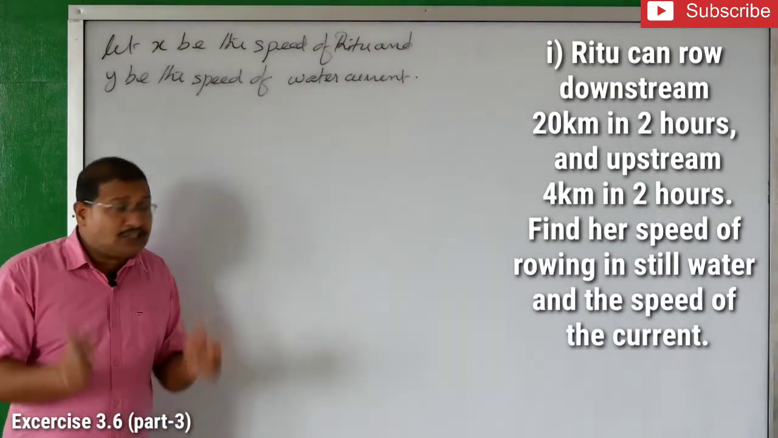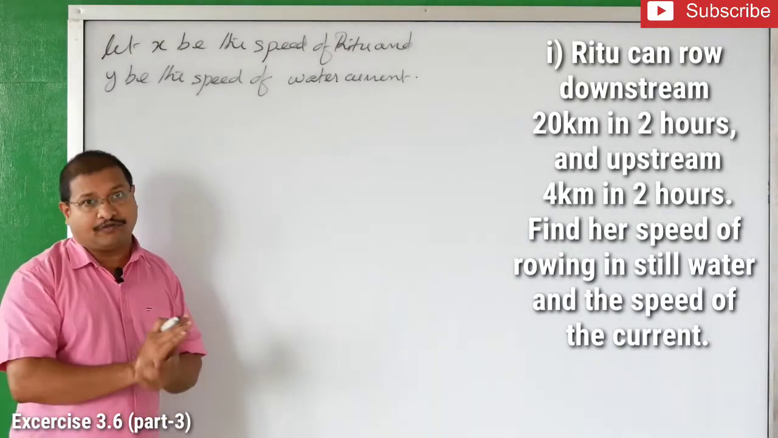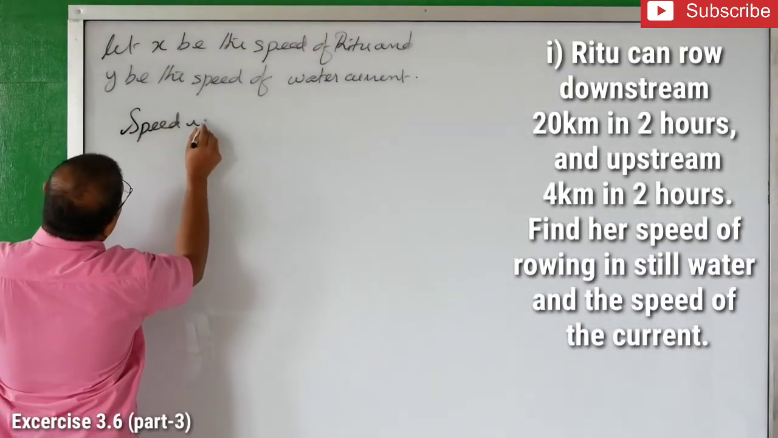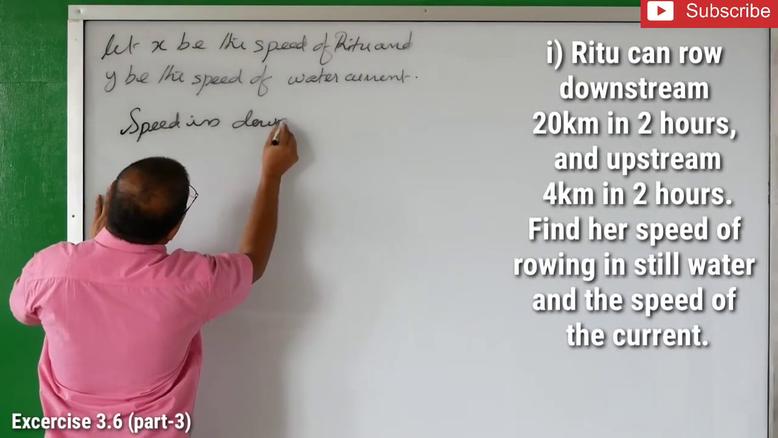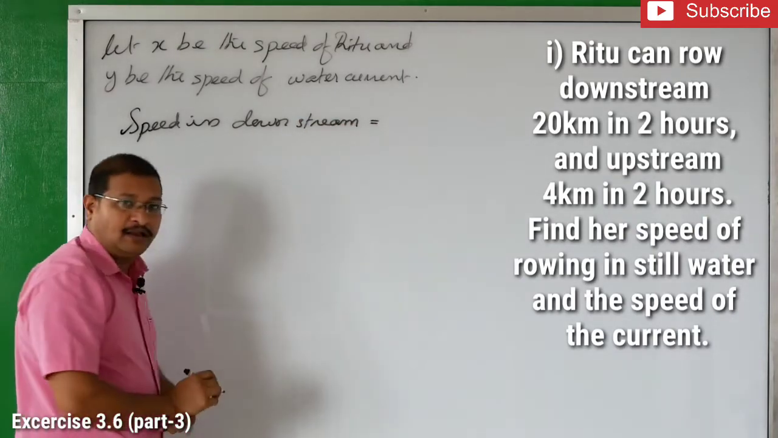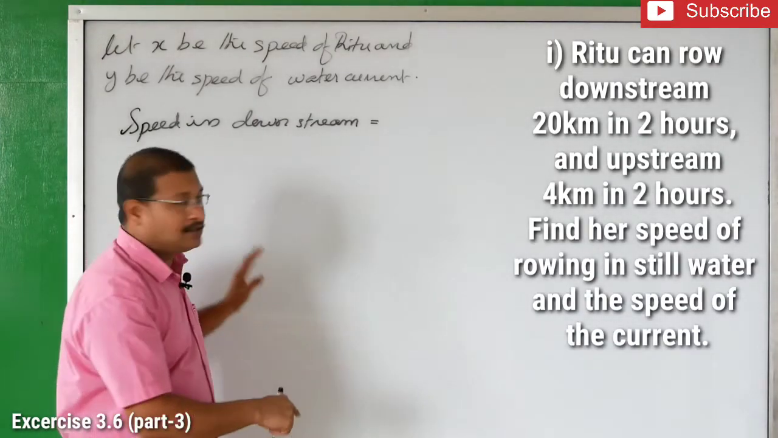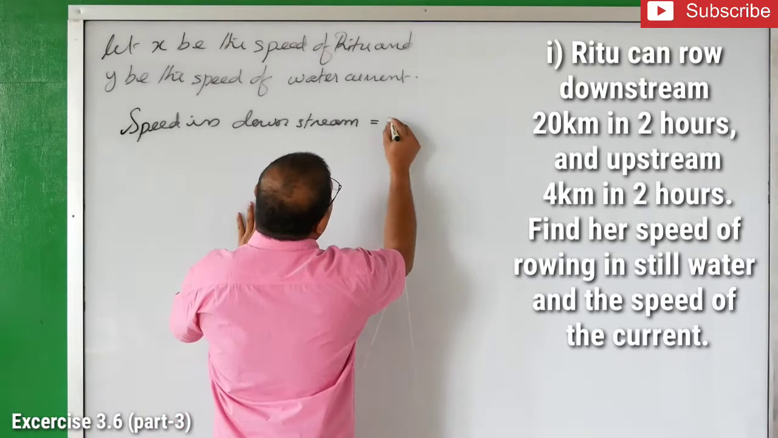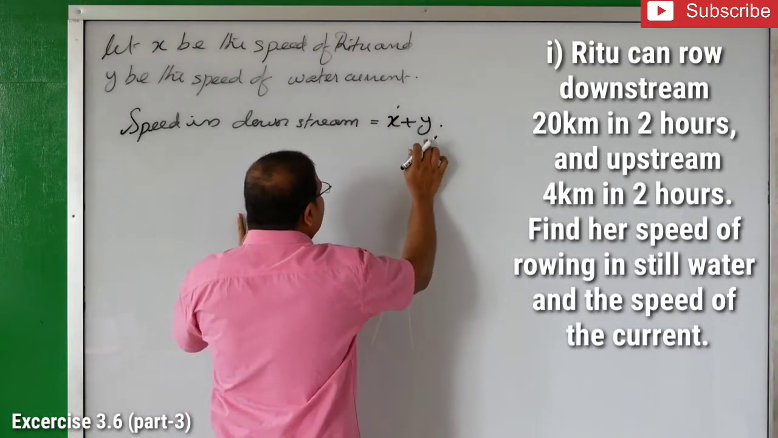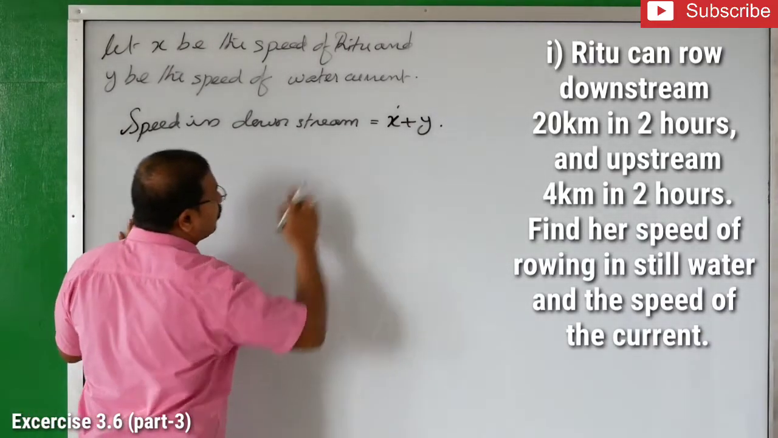Now see, in this question, Ritu can row downstream 20 km in 2 hours, isn't it? That means we will take speed in downstream. Speed in downstream means what will happen? The speed of Ritu and the speed of water current should add. That means x plus y. That belongs to the speed in downstream.